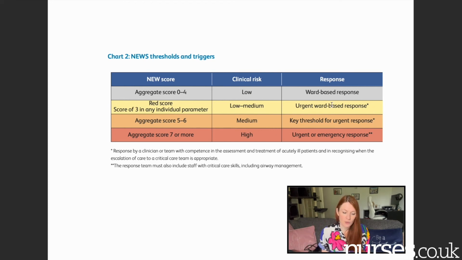Then we've got a score of between 5 and 6, which is a medium. So it's the key threshold for an urgent response. Pending what's happening with the patient is what type of response you will have. And 7 or more, like that patient I just scored as a 12, we'll be calling the critical care team. Get someone in here right now.